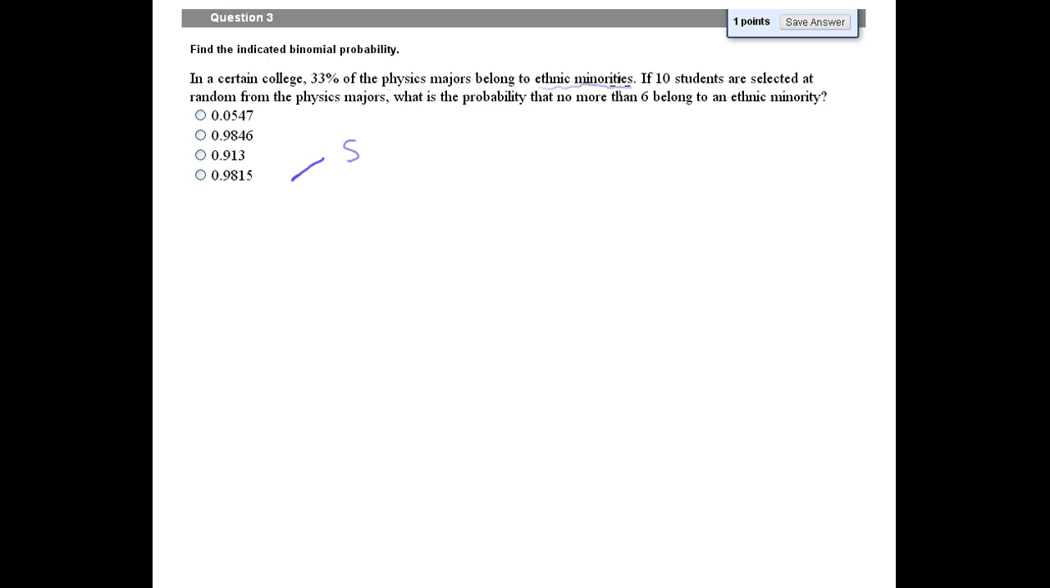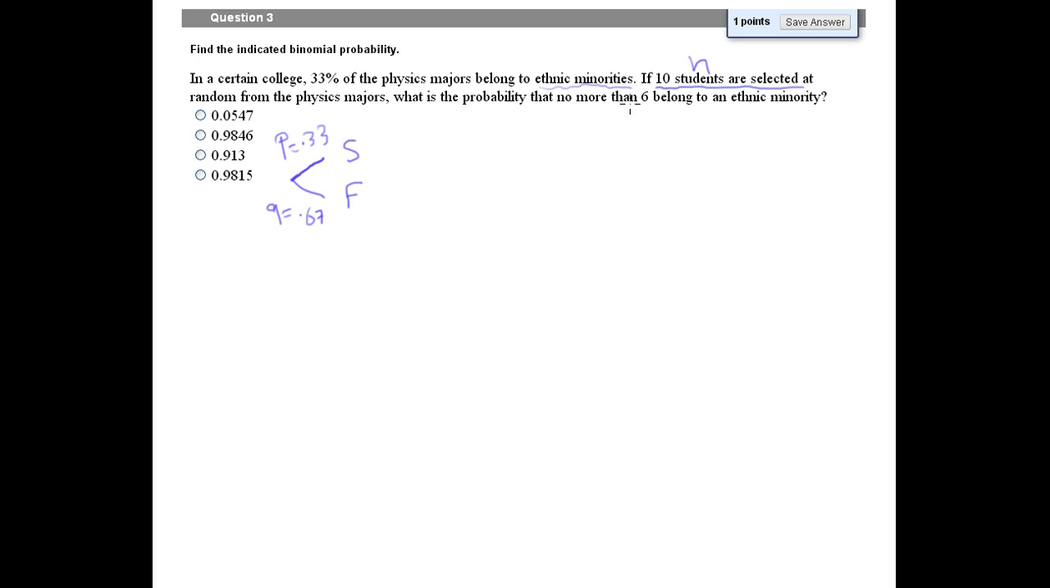And the probability of success will be the same as the percentage. Remember, I said many times probability is the same as percentage. So P here is going to be 0.33. And of course, the fail here is not belonging to an ethnic minority, and its probability is Q, which is going to be 0.67. So the question now is, how many are selected? How many times is this success or fail repeated in the number of stages? N. 10 students are selected, that is N.